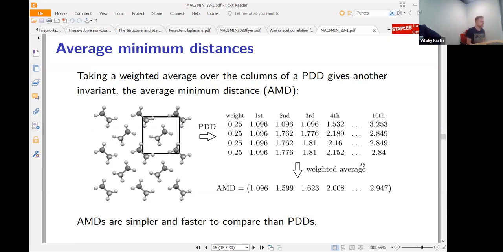Simon, do you think that the AMD sequence or vector, up to renormalization, can be equivalent to PDF or RDF? They're not the same, are they?